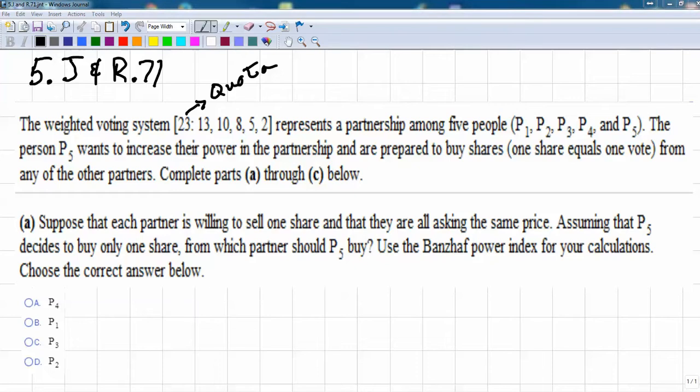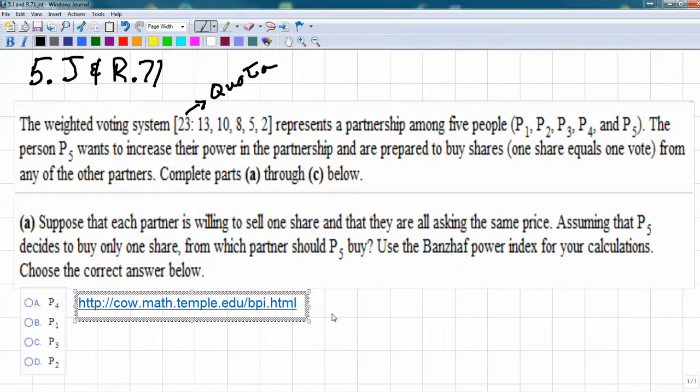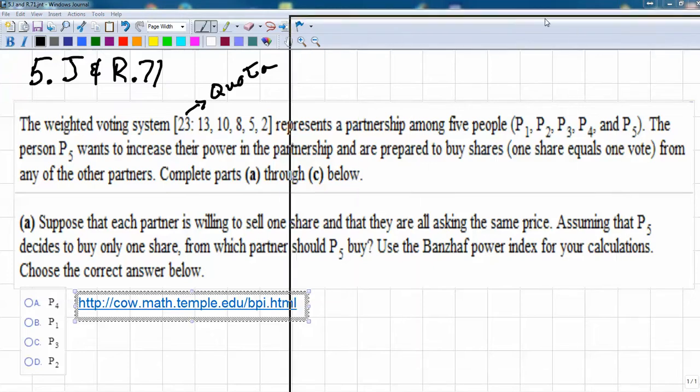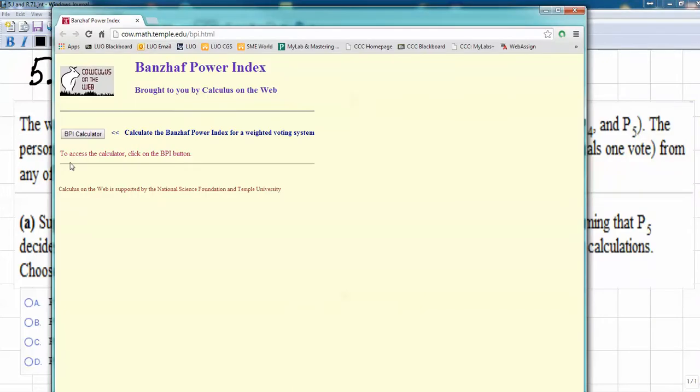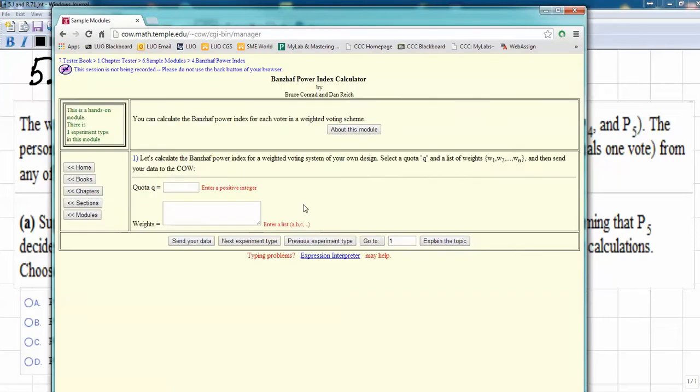This particular web-based calculator is going to be at this address right here, http://cow.math.temple.edu/bpi.html. And when you type that into your web browser, this is the calculator that you're going to get. Okay? And you're going to start by left-clicking the BPI calculator. And what that is going to do is bring up a screen that's going to allow me to type in the quota and then the weights for each one of the people in the partnership. So we will do that individually in just a moment.